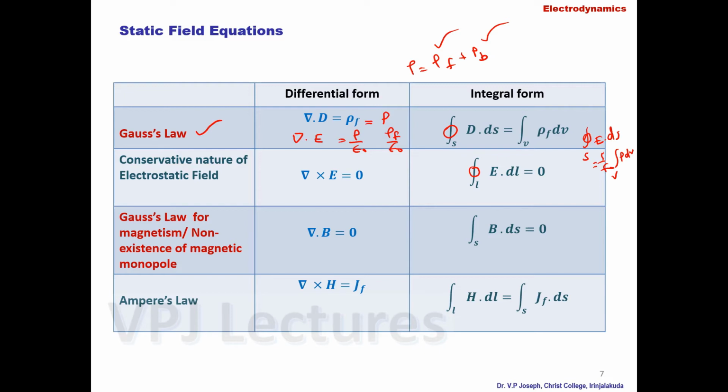That is the conservative nature of the electrostatic field, that is, curl of the electrostatic field is equal to 0. Now the third equation is Gauss law for magnetism, or non-existence of a magnetic monopole. That is, a magnetic pole always exists in the form of a pair. Along with the north pole there will be a south pole.